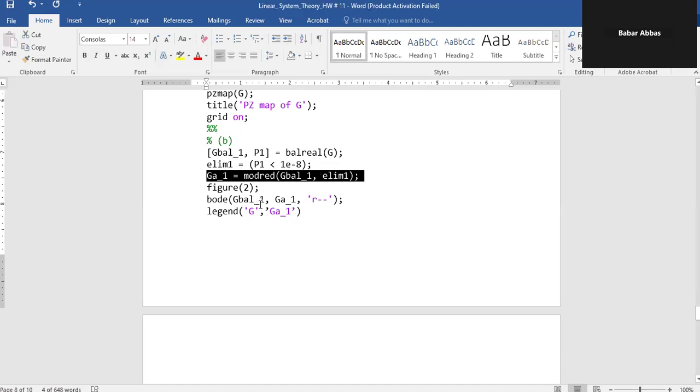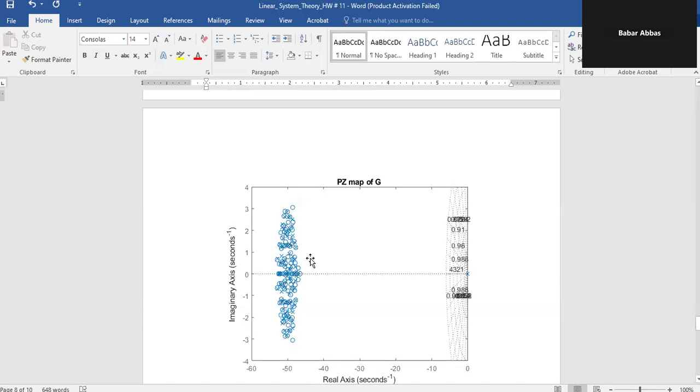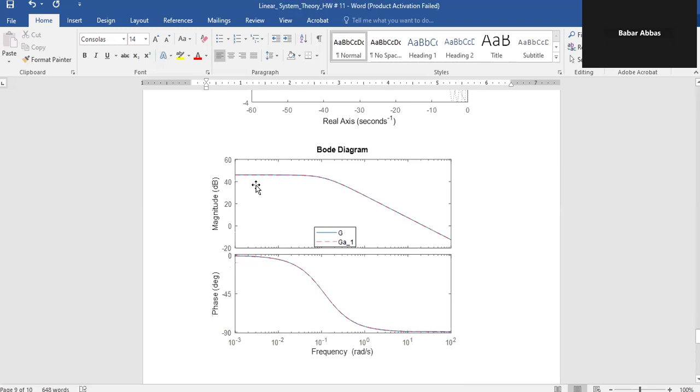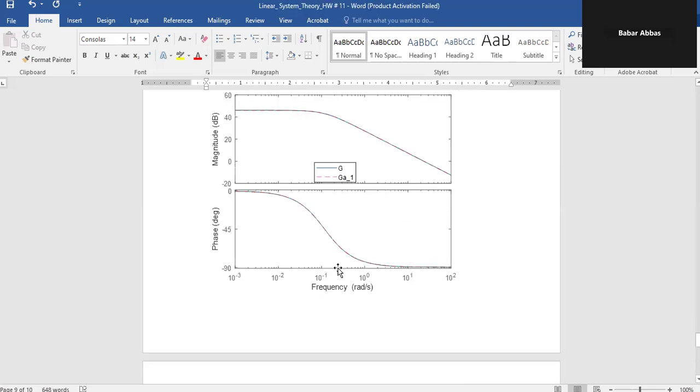This is the Bode plot. This is G, and this is Ga. This is the reduced model here. So this is the legend. These are the eigenvalues here. One of the eigenvalues is very near to 0, but it is not 0, it is a negative value. This is the value of G and similarly for the others.